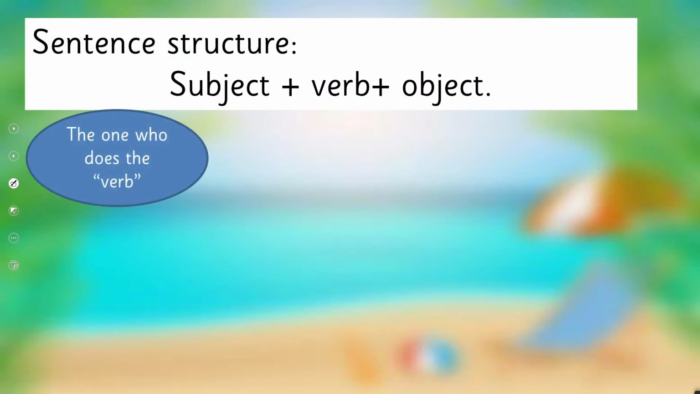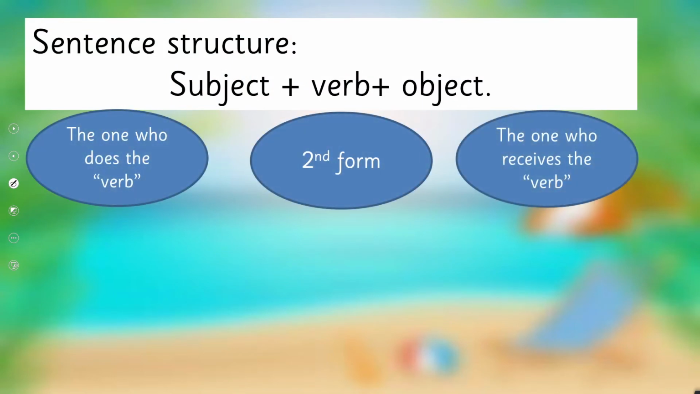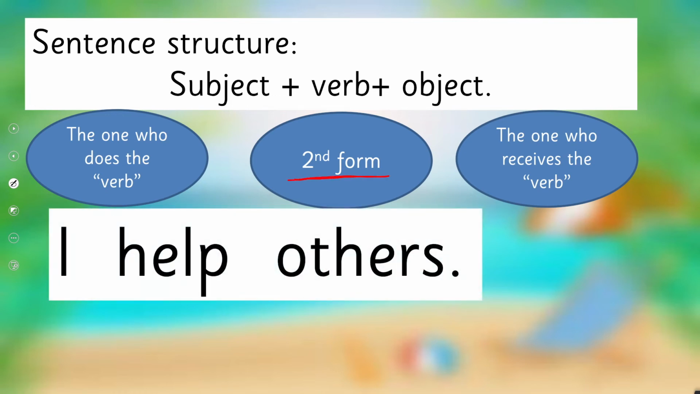Same subject, verb and object. And in simple past tense we'll use the second form of verb. And how do we do it? I help others. This is my habit. I help others. Now this is the first form of verb, right?